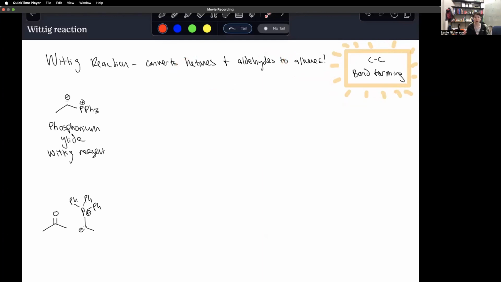And if you want to end up getting the alkene, you don't have to do any kind of weird make a good leaving group, E2 kind of thing. You can go straight from a carbonyl, like a ketone or an aldehyde, to an alkene with this reaction.